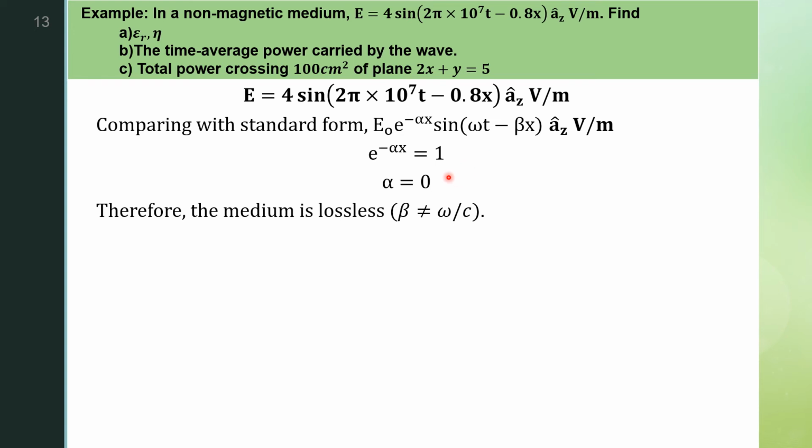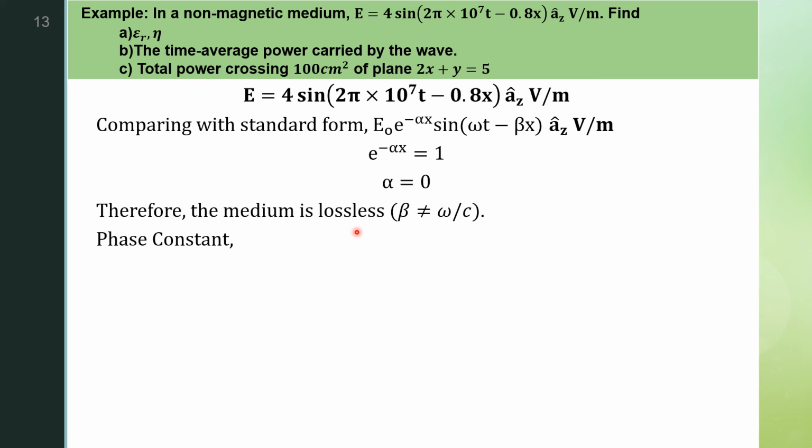So if alpha is equal to 0, our medium can be a free space medium or it can be a lossless dielectric medium. Since beta is not equal to omega by c, it means the medium is lossless dielectric. So now let's start finding out epsilon r and eta.